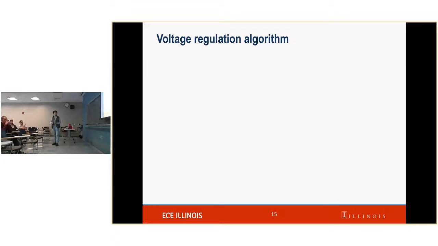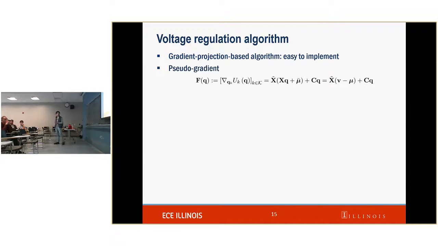And to achieve that equilibrium, we want to design a voltage regulation algorithm that is easy to implement. So we resort to a gradient projection based algorithm. However, since this is a game, we don't even have an objective function, so we don't call it gradient. We call it a pseudo gradient here, which is basically the gradient of each payoff function with respect to each player's decision variable Q_k.